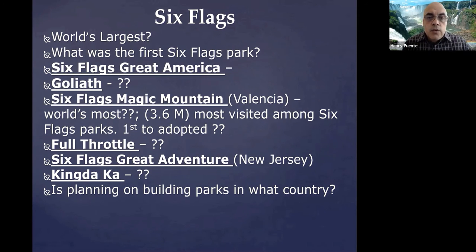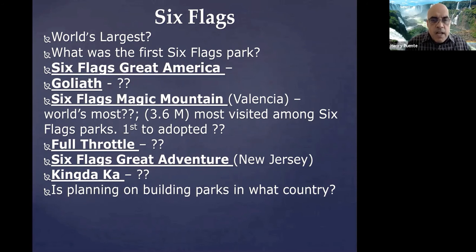Six Flags Great America. So Six Flags Great America is the location of where the Goliath is. It is the theme park or amusement park that within it has the Goliath. And the Goliath is the fastest wooden roller coaster. So the fastest wooden roller coaster is located at Six Flags Great America.